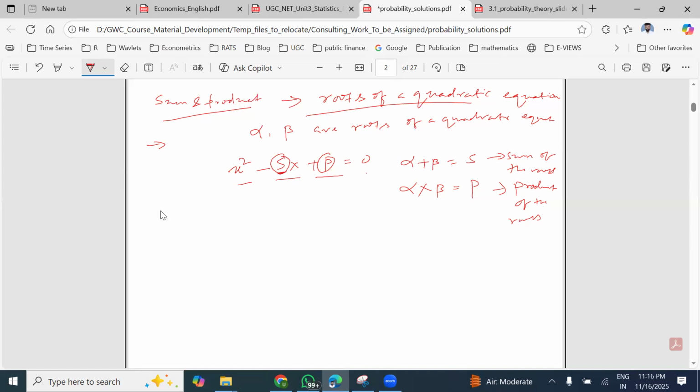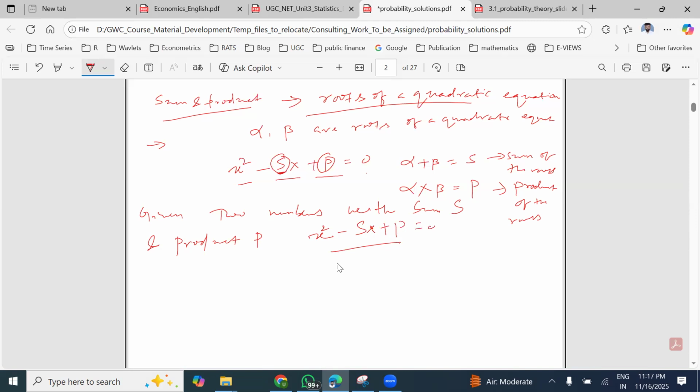So given that there are two numbers with sum s and product p, how will you find the quadratic equation? You simply solve this and you will get the quadratic equation x square minus sx plus p equals 0.